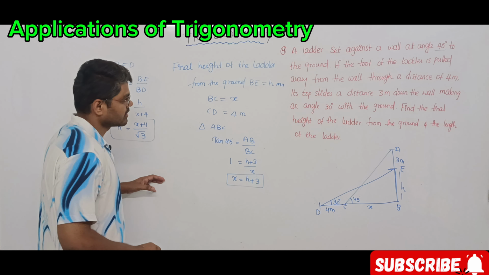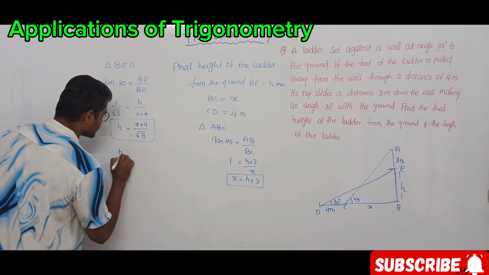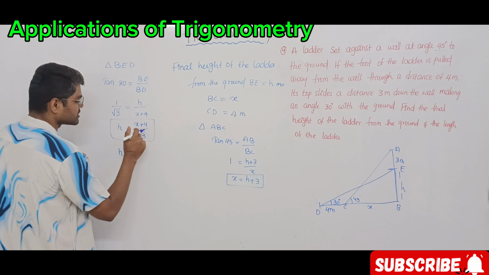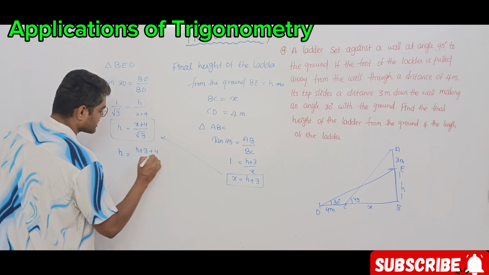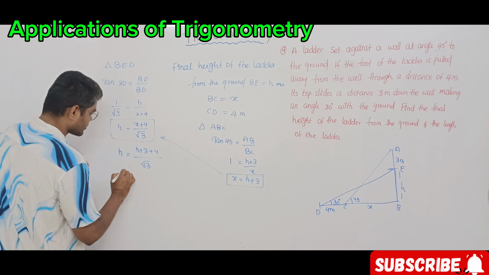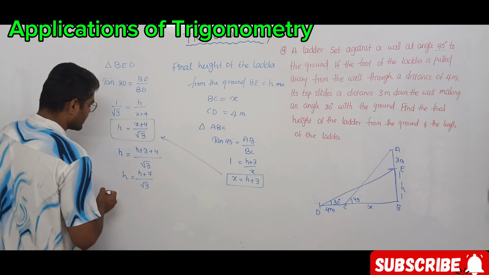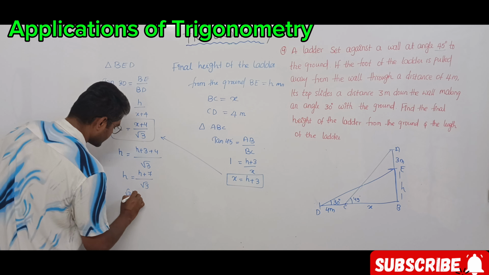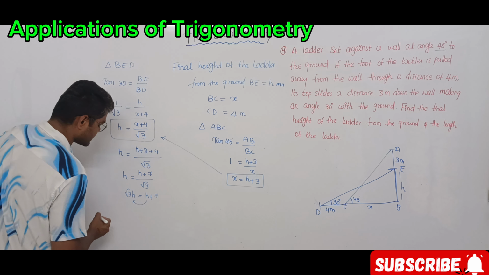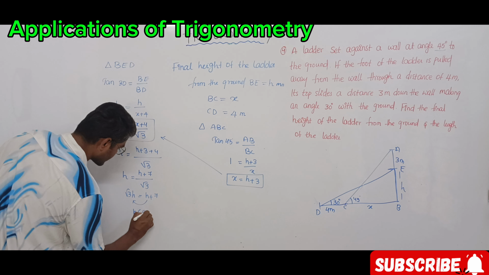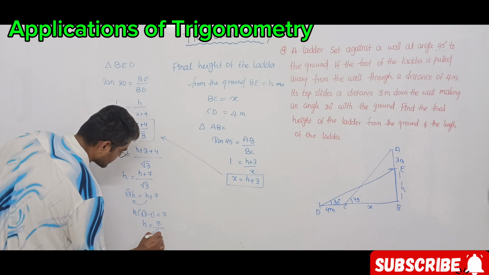We got h here. What do we need here? h we have to find. So take x, we got h plus 3. Substitute in this one. So x is h plus 3, plus 4 is there, by root 3. So h is equal to (h plus 7) by root 3. Now this is root 3 h equal to h plus 7. Bring this h here. So if you take h common, h times (root 3 minus 1) equal to 7. Now h is equal to 7 by (root 3 minus 1).